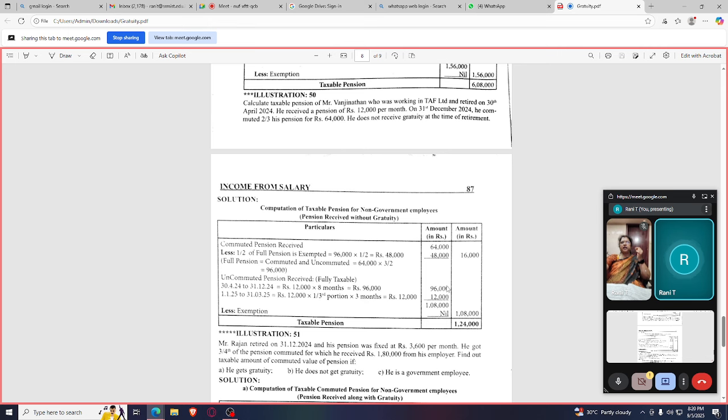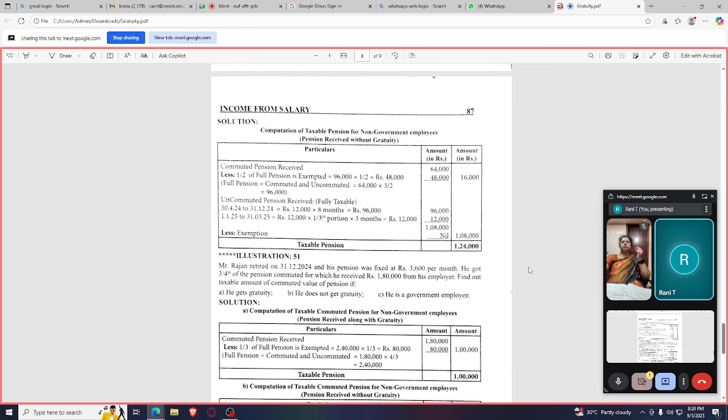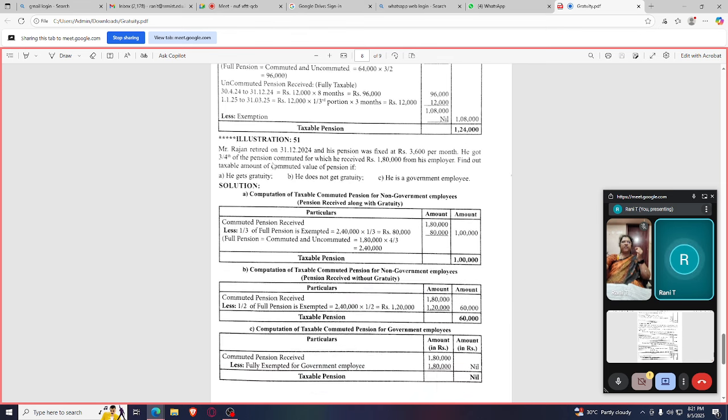You add 96,000 plus 12,000, you get 1,08,000. So what is your taxable pension here? It comes around 1,24,000. Yes. Next, you have another formula, pension received along with gratuity.